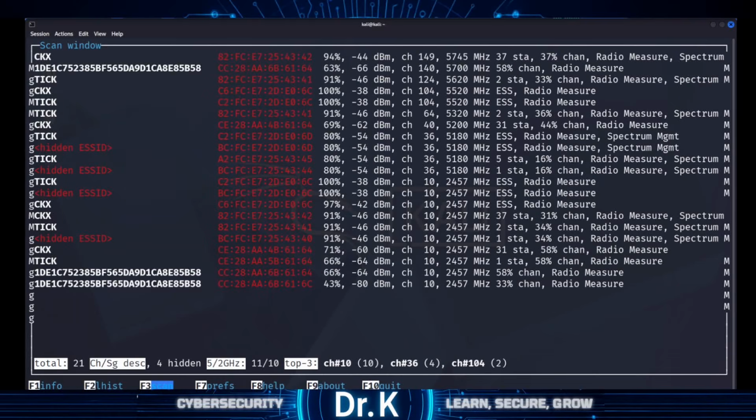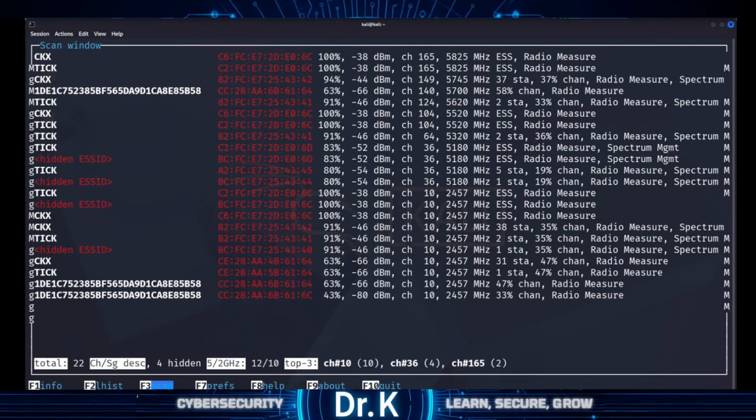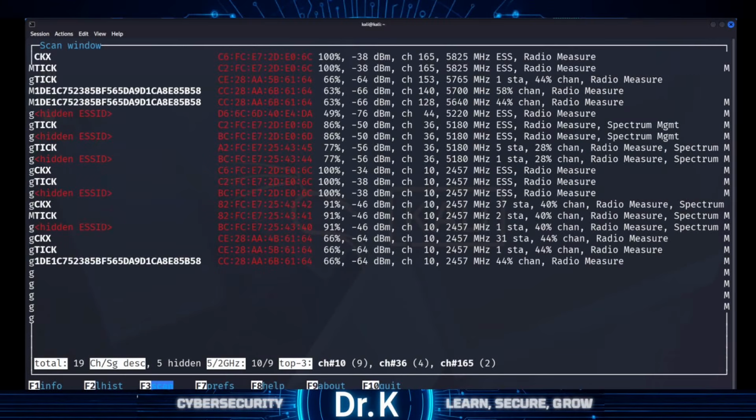So you can kind of tell just from that, hey, I've got quite a few devices connected to each one of those access points. Now, you'll notice some labels associated with that, right? We see radio measure. I think we see one of those. We see spectrum management. We see ESS. Now, ESS is extended service set. That means the network is part of the standard infrastructure for Wi-Fi. Not really a big thing. We just know that it's not ad hoc.